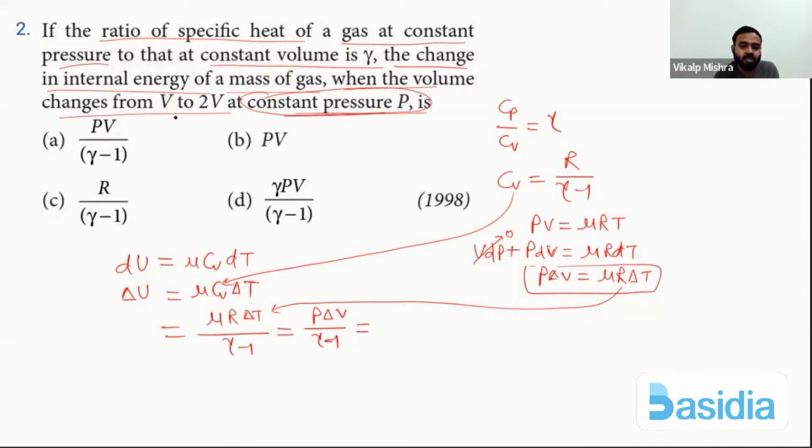Now we know how much the volume has changed, V to 2V. That means final minus initial. Simple. So pressure, final volume 2V, initial volume V, divided by gamma minus 1. So what is the answer? The answer is PV divided by gamma minus 1. So the answer is A. I hope all of you understood. Chalo.